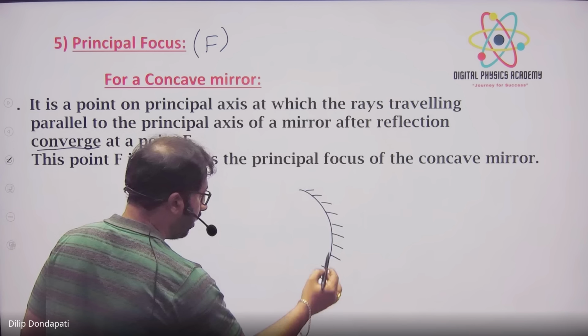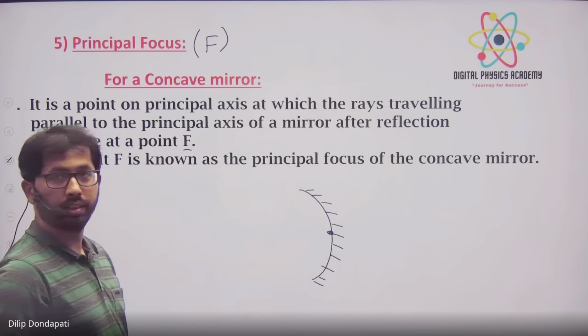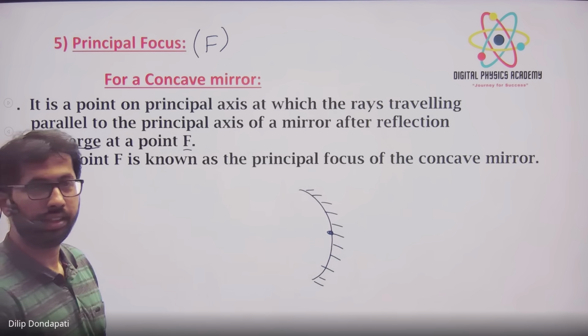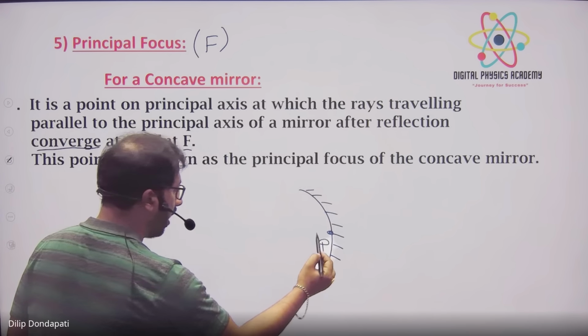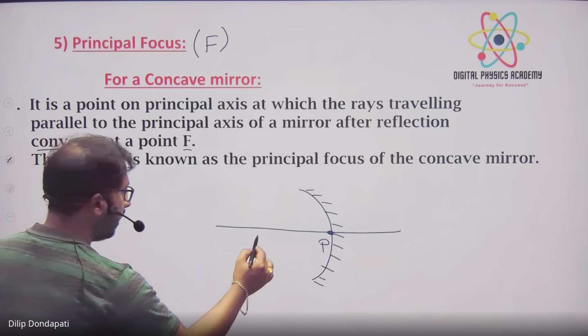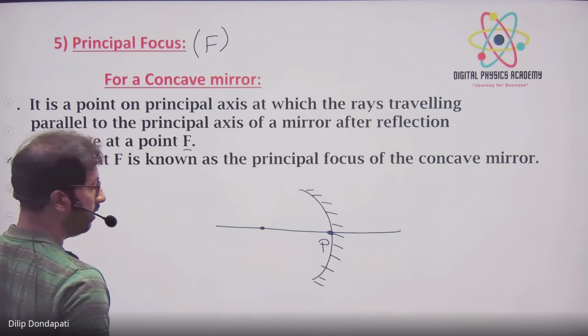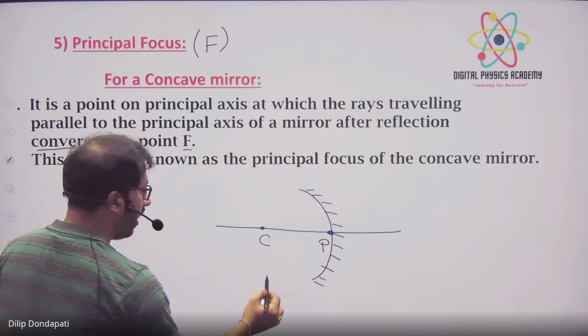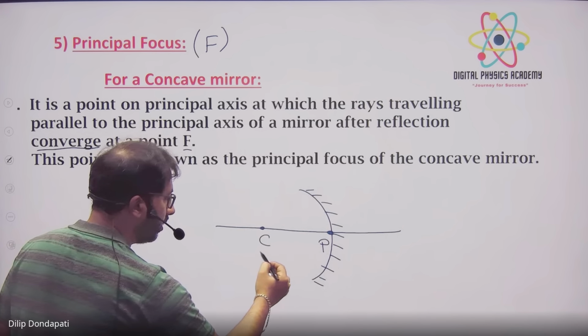Now tell me, what is this point called? This point is called Focus. Say it louder, you will get practice. And this line is called? Principal axis. And this point is called? Center of curvature. Okay, and the distance from center of curvature to pole is called? Radius of curvature.